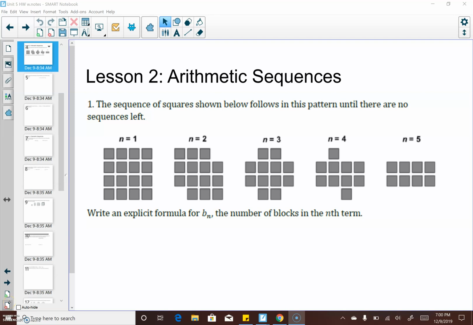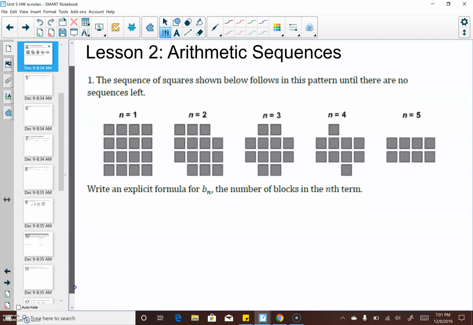In lesson 2, we're going to talk about our arithmetic sequences, which again are our formulas, and we're going to stay with explicit right now, that involve adding and subtracting as our pattern. So if we look at the first one here, the sequence of squares shown below follows this pattern until there are no squares left. Write an explicit formula for b of n, the number of blocks in the nth term.